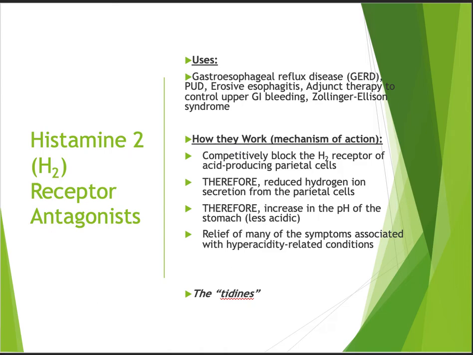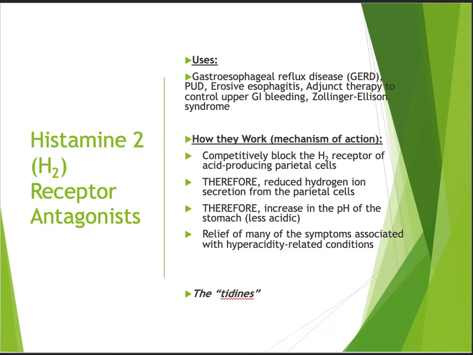All right. So now our H2 blockers. H1 blockers are antihistamines. H2 blockers, or H2 receptor antagonists, those are our stomach pills, okay? These are the tidines. They all end in tidine. And so they are used for GERD, for peptic ulcer disease, for gastritis. We use them for upper GI bleeds. We use them for esophagitis, Zollinger-Ellison syndrome, which is when you have a tumor that secretes acid, okay? All of those things, we use it for everything, okay?